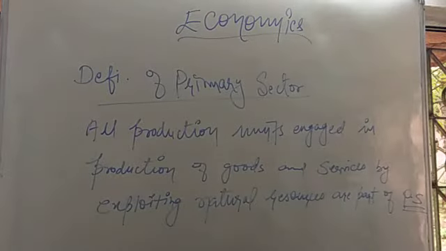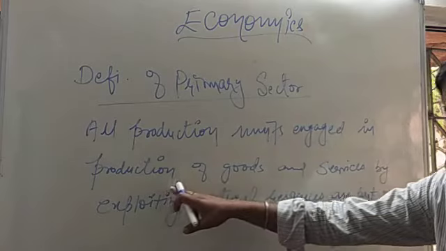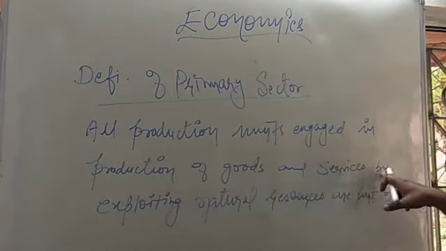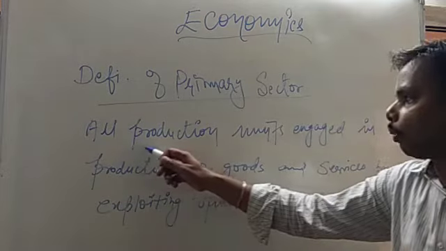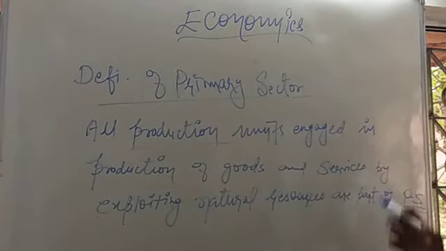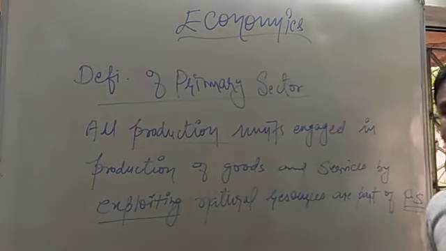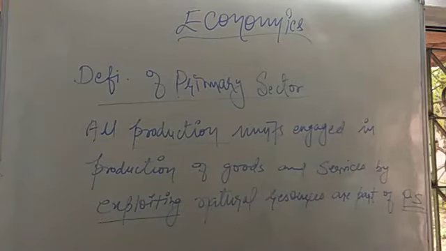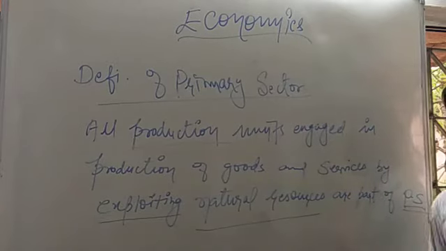Dear students, just focus on the definition. This PS is for primary sector. All production units engaged in production of goods and services by exploiting natural resources are part of the primary sector. In the definition itself, we need to understand certain words. The first word is production: in economics, what does production mean? The second word is exploiting. In general, exploit means to cheat someone, but over here it has a different meaning. And third is natural resources. These three words you need to understand in the definition.